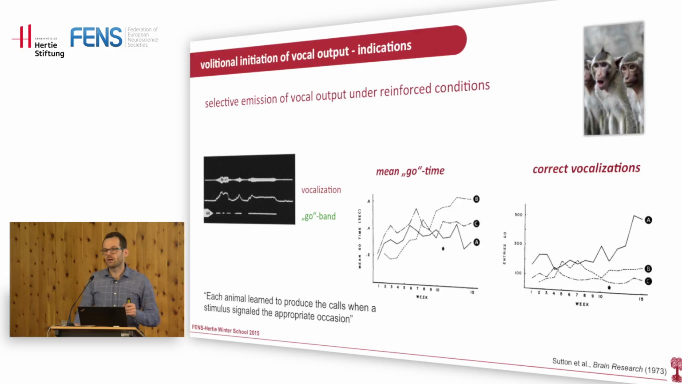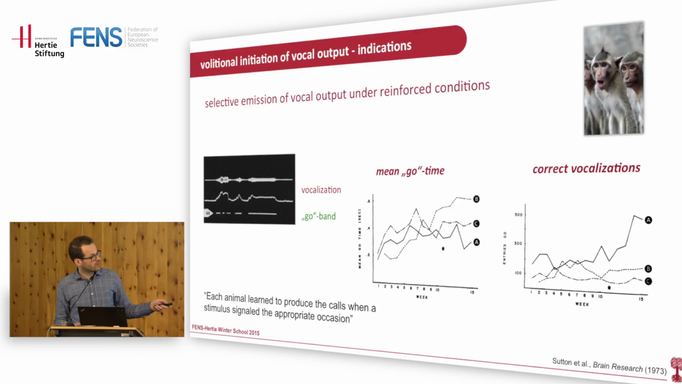When they looked at the mean go time, so how often these vocalizations were above the go band threshold, as you can see on the slide, there is a slight increase. The monkeys really seem to produce louder vocalizations over time, even though it took a while. Down here are weeks, 1 week to 15 weeks, so 3 to 4 months, to get these animals to increase their mean go time. And when they looked at the correct vocalizations, meaning how many vocalizations went at least once into the go band, they found quite an ambiguous result.